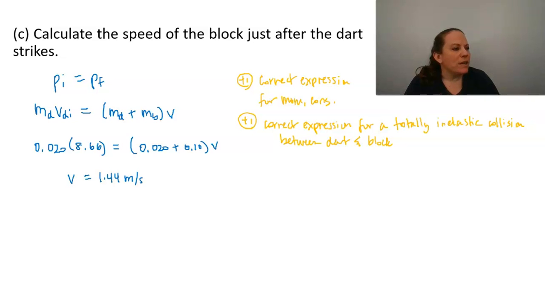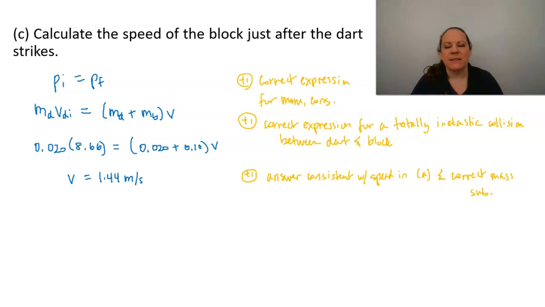And then our third point is going to be for an answer consistent with the speed from part A and for a correct mass substitution. So again, if you miss the speed in part A, but used your value correctly here, you only get docked once, but you do have to substitute the masses correctly.